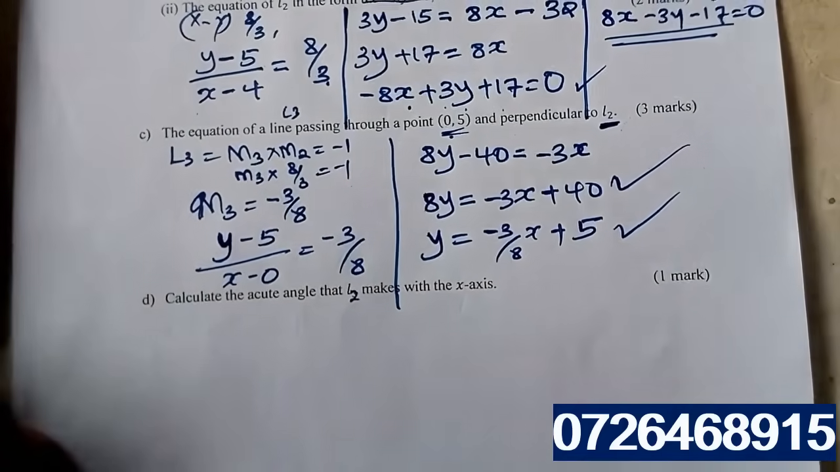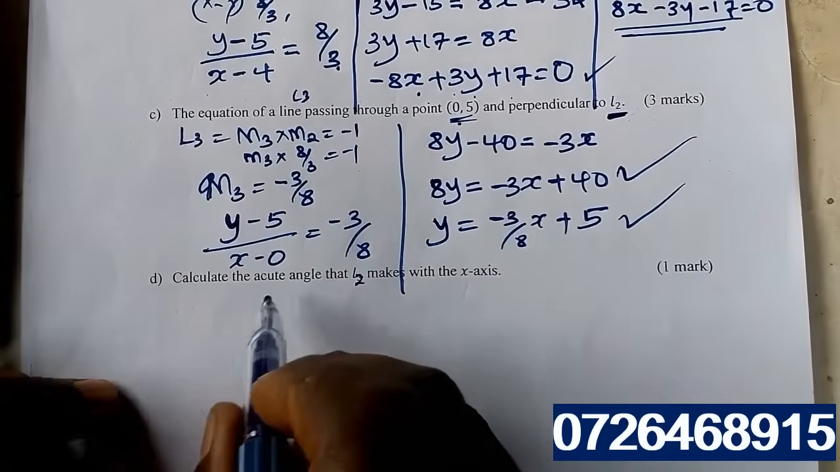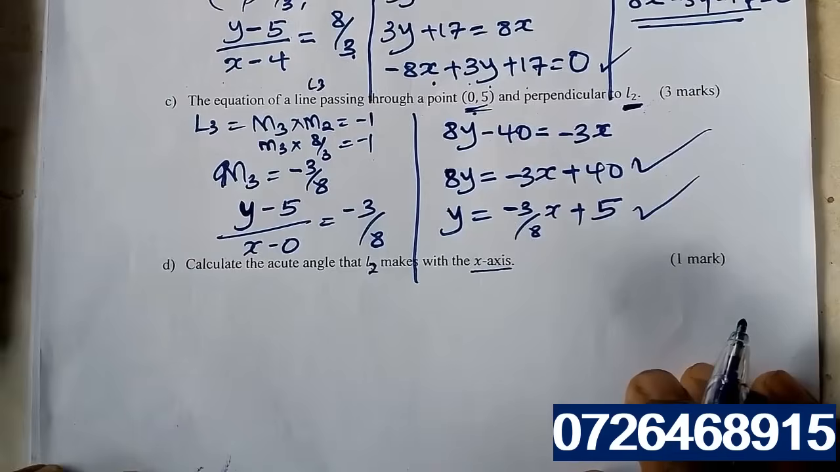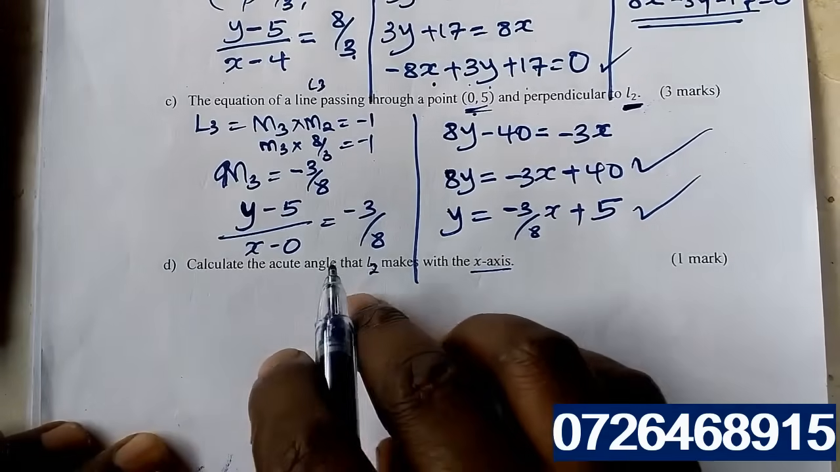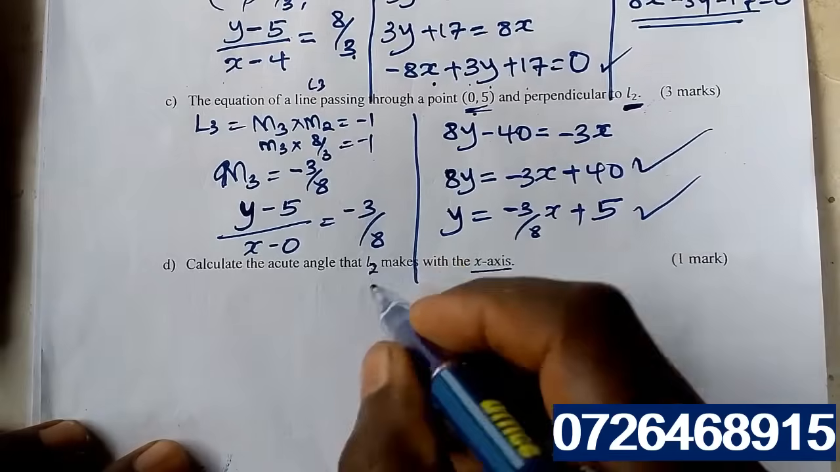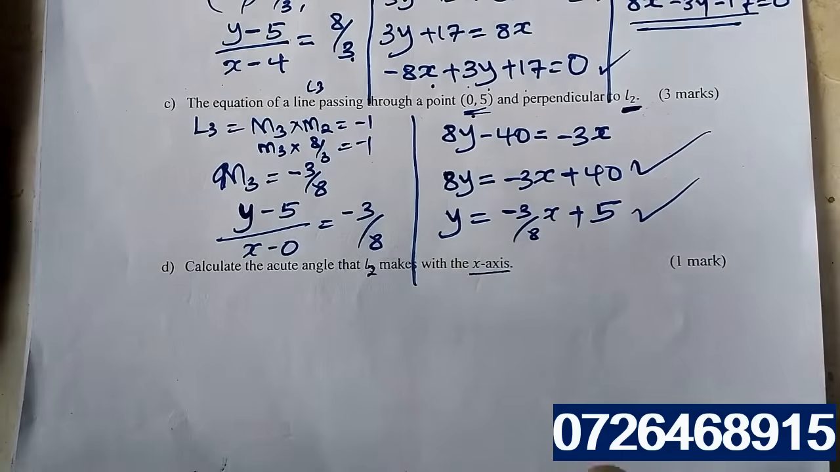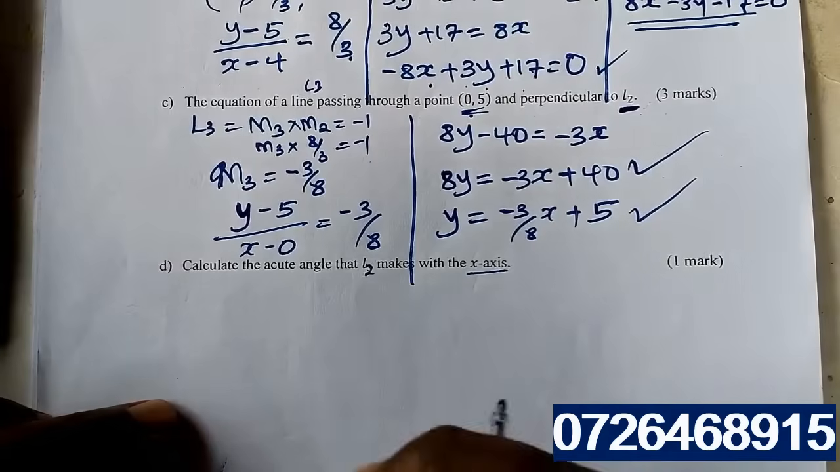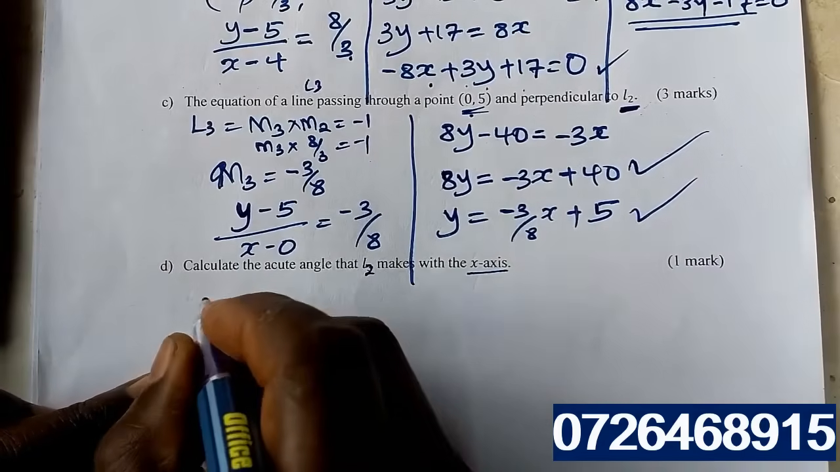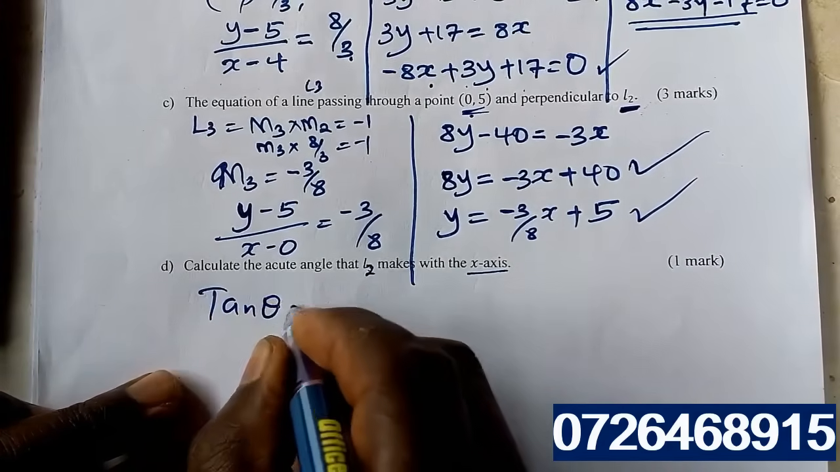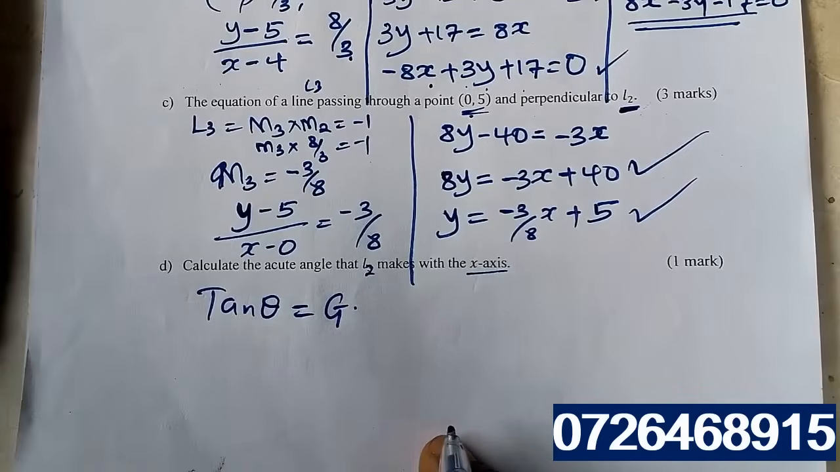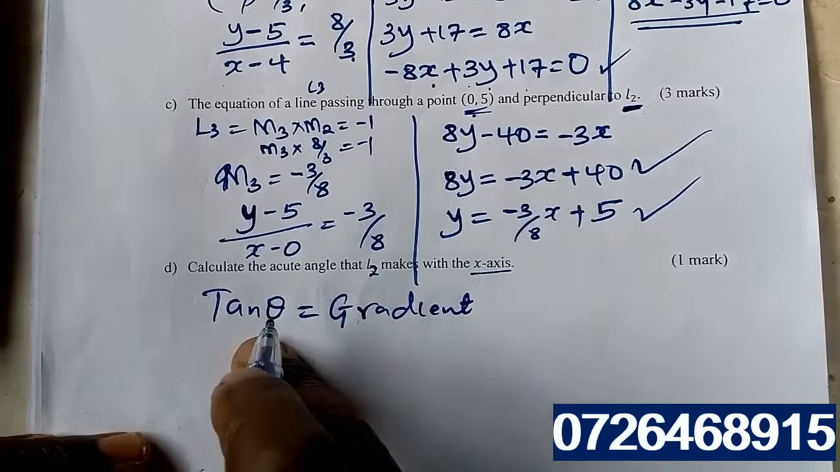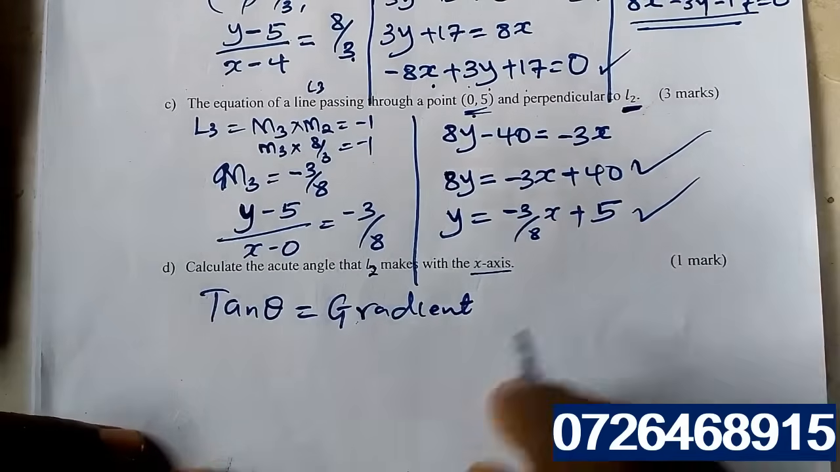Calculate the acute angle that L2 makes with the x-axis, the arctangent. Anytime you are asked to calculate the arctangent of a line, get the gradient of that line. Once you get the gradient of that line, you should know that tan theta is equal to that gradient. That is the formula. Tan theta is equal to the gradient of that line, whichever line you are given.